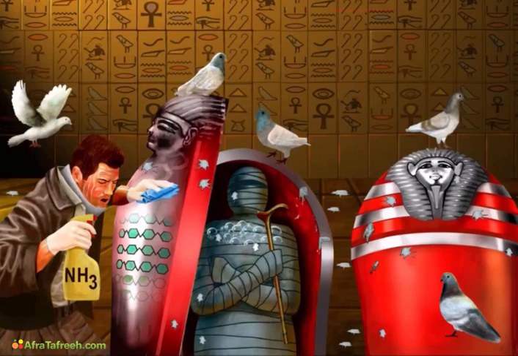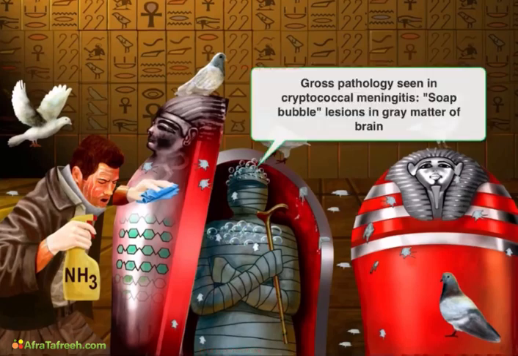So after invading the CSF, crypto causes some distinct gross pathology of the brain that can be seen on imaging. This pathology is referred to as soap bubble lesions in the gray matter of the brain. This is an important buzzword you should remember, and with all the washings and scrubbing this mummy is getting, which we said was to represent bronchopulmonary washings, we're going to add some distinct soap bubbles to the head to remind you of these soap bubble lesions.